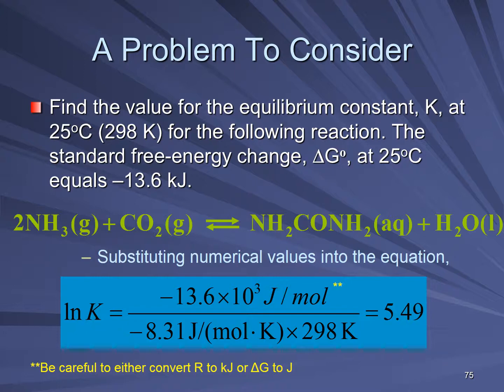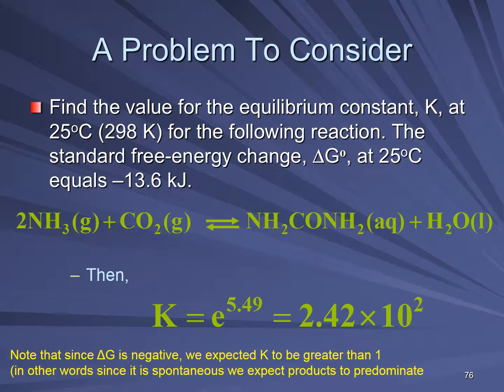And then also notice that Kelvin will cancel out. And so actually the numerator should be joules per mole, so the moles will actually cancel out too. So the natural log of K is 5.49. It doesn't have any units. So now to find K, we take the inverse log of both sides, which means take e raised to the 5.49, and we find that the answer is 242, which indeed is greater than 1. So because delta G is negative, we expect K to be greater than 1, and so since this reaction is spontaneous, we expect products to predominate.